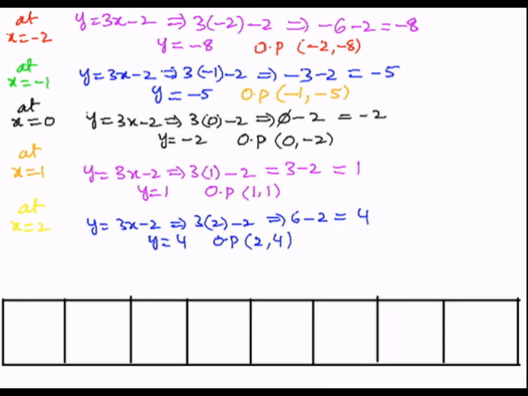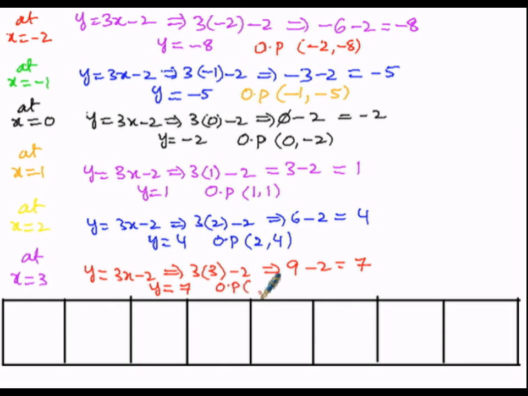In a similar manner, let us suppose at x equals 3, that is positive 3, the condition is y equals 3x minus 2. That implies 3 into x value of 3, minus 2. That implies 3 threes is 9 minus 2 written as it is, that is 9 minus 2 equals 7. So we got y equals 7, and the ordered pair is x value of 3 and y value of 7.